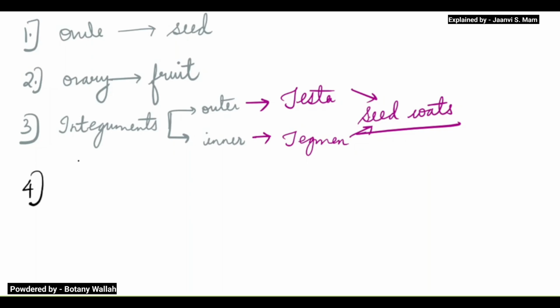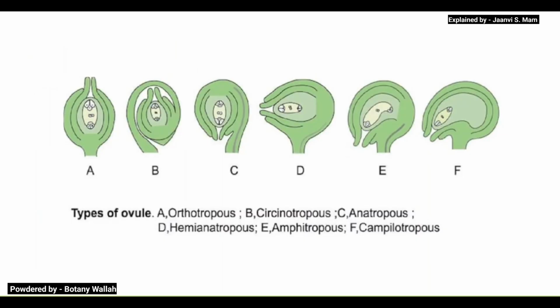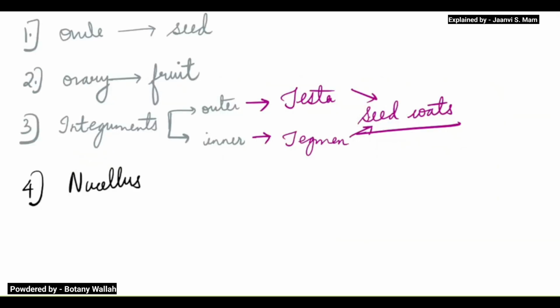The fourth point is nucellus. Yesterday I told you what nucellus is. See, in this structure, B1 is anatropous. You can see this light yellow color inside the embryo sac. We have nucellus. So nucellus is nutritive in function, it provides nutrition.